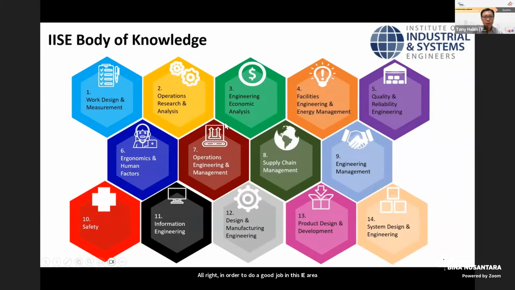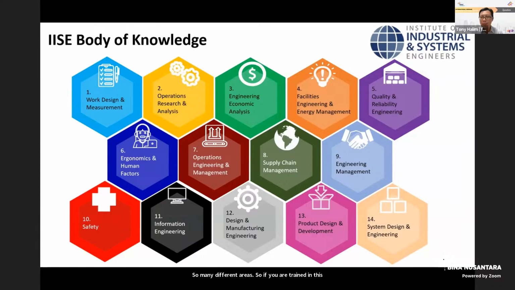For industrial engineering, this is the standard body of knowledge from the IISE. I will not go through this in detail; it can be easily searched on the internet. As you can see, it covers many things: design of the workplace, facilities management, quality and reliability, operations management, supply chain management, ergonomics and human factors, manufacturing, system design, so many different areas. So if you are trained in this area, I believe you will not be out of a job, right?